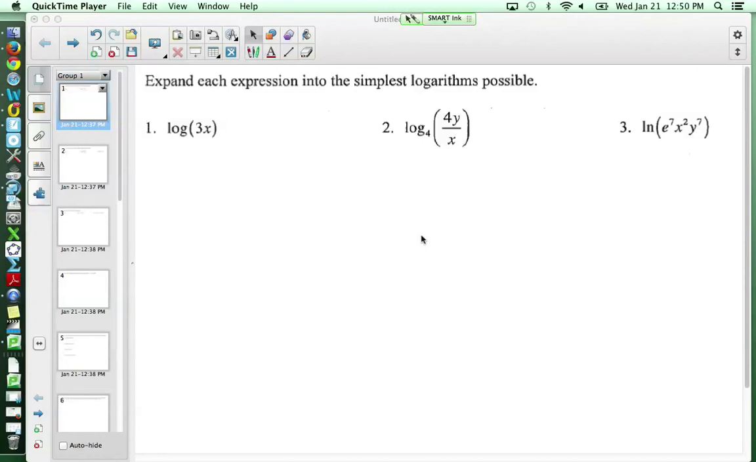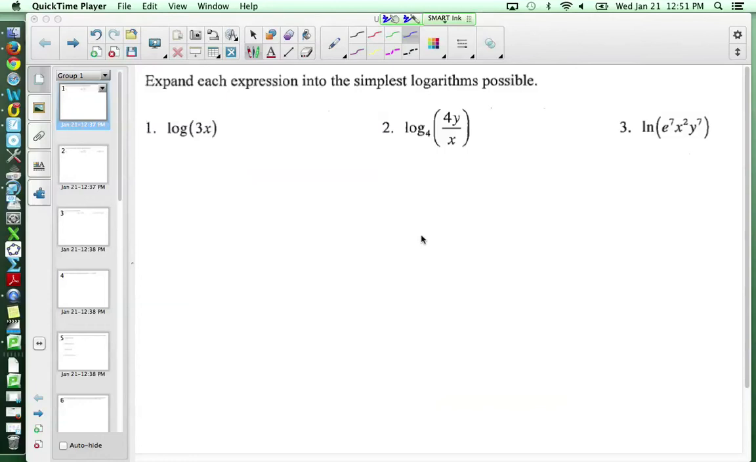This video is for the Chapter 3 review regarding logarithms and exponential functions. This first set of problems is all about logarithms and using those properties of logarithms to expand them into several different logarithms.